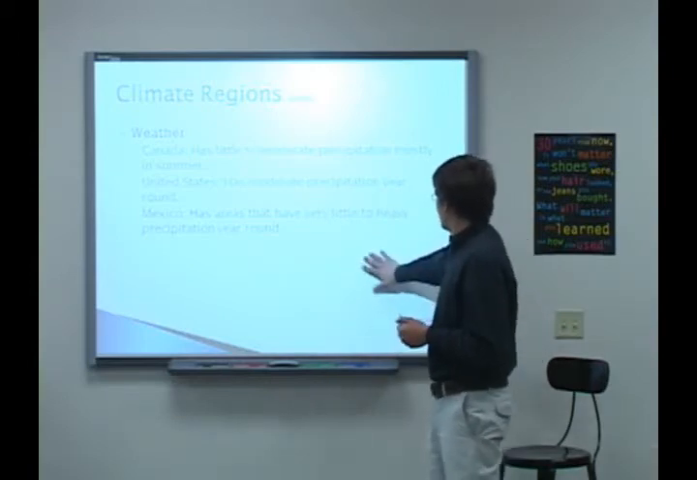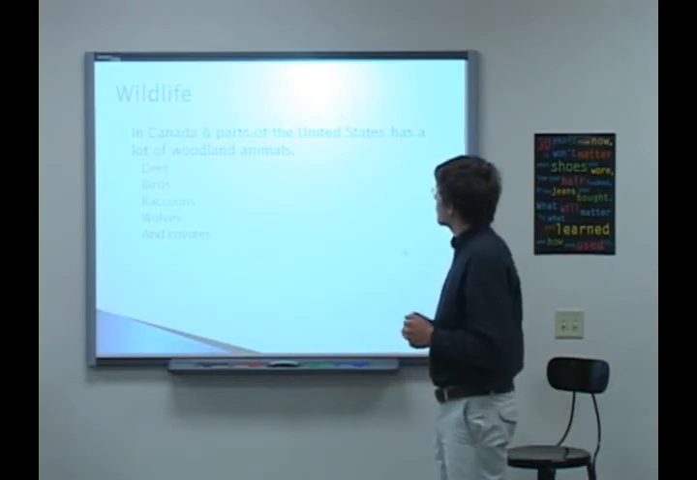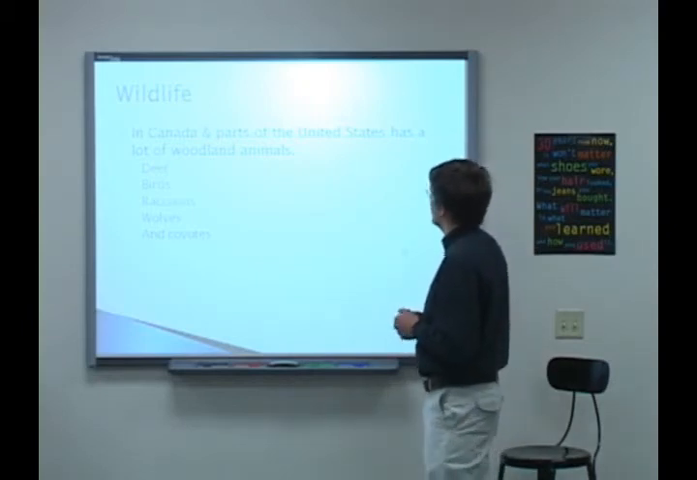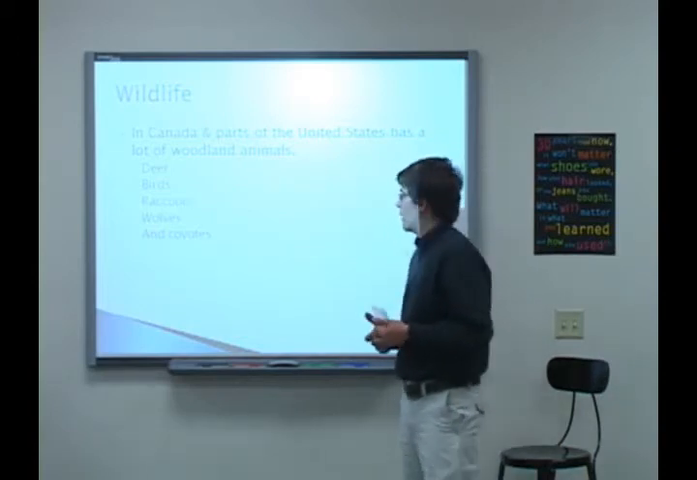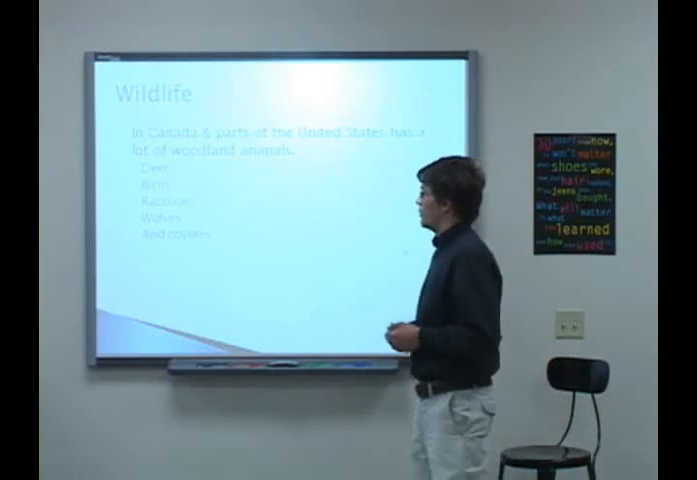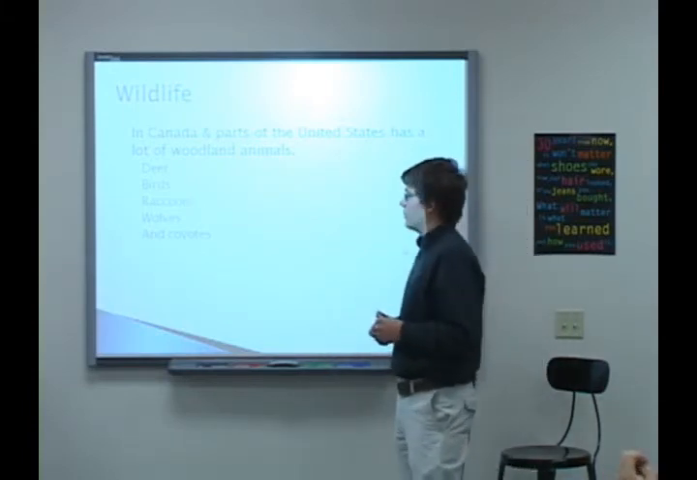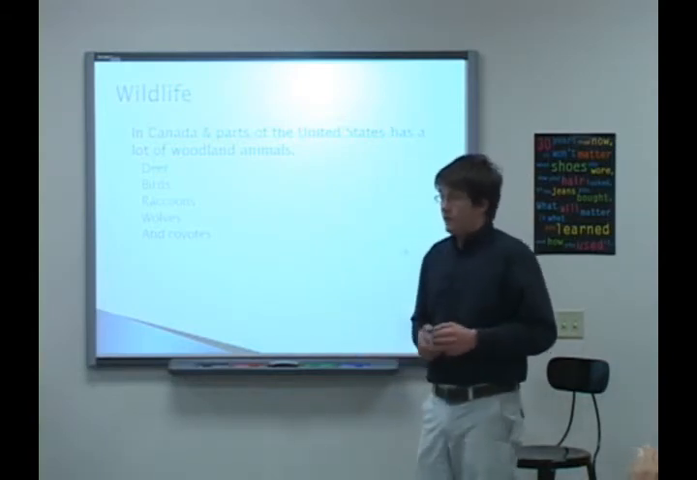Moving on. The wildlife in Canada and parts of the United States has a lot of woodland animals like deer, birds, raccoons, wolves, and coyotes. Other ones would be rabbits and some bears.